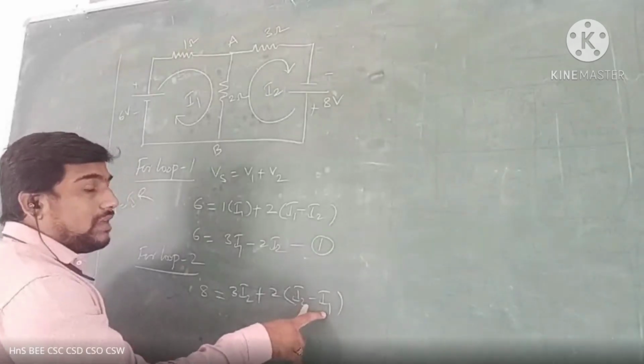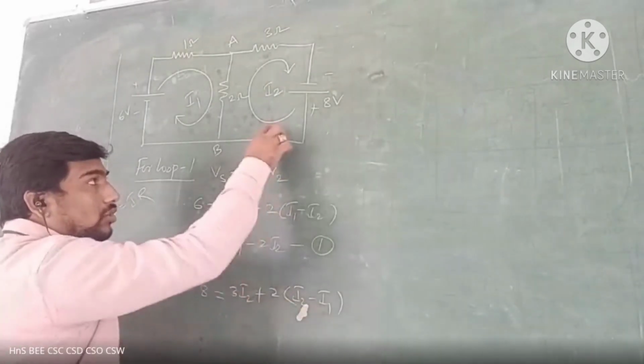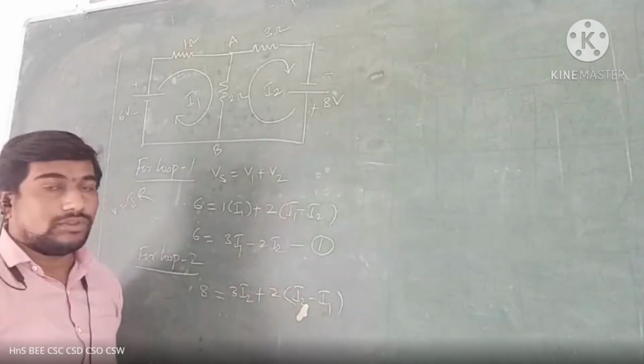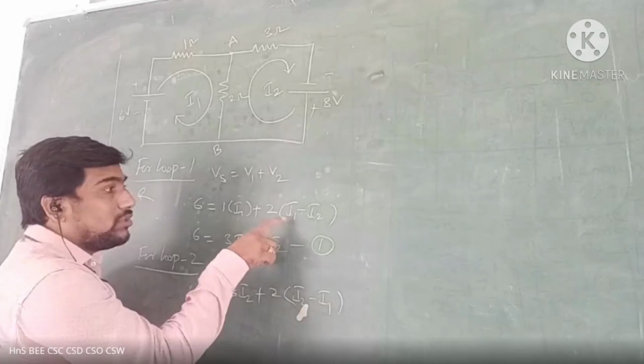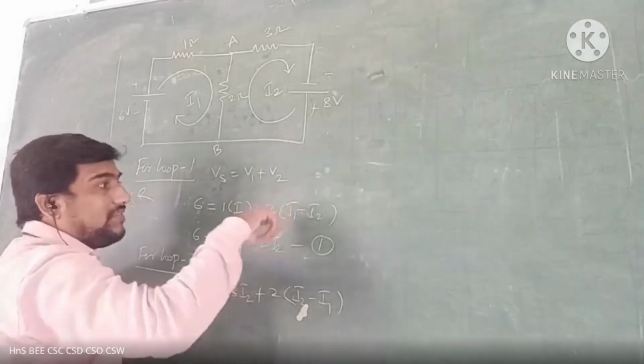Sir, why am I writing I2 minus I1? With respect to the second loop, you have to write I2 first. In our loop number 1, which is first? I1 is first. Why? Because with respect to loop number 1, I'm writing I1 as the first term.